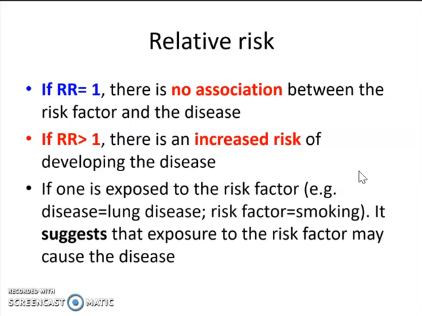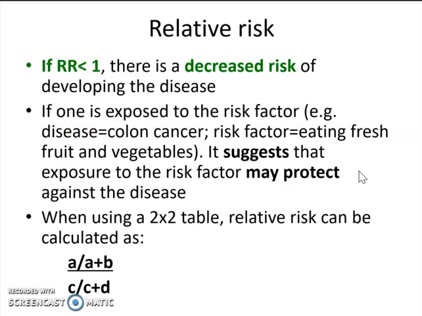If one is exposed to the risk factor, such as for lung disease in which the risk factor is smoking, it suggests that exposure to the risk factor may cause a disease. If RR is less than 1, there is a decreased risk of developing the disease. If one is exposed to the risk factor, like colon cancer, and the risk factor is eating fresh fruit and vegetables, it suggests that exposure to the risk factor may protect against the disease.